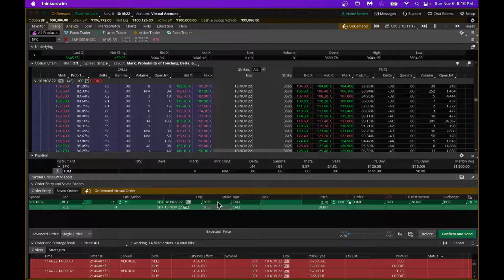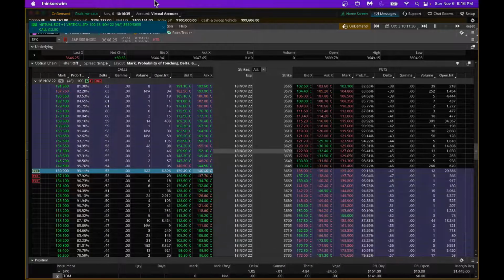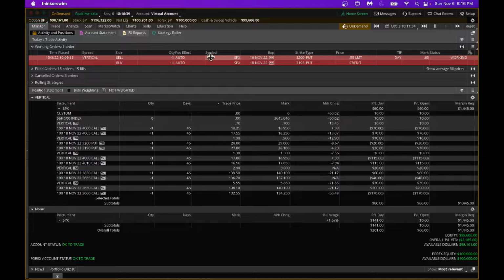Look, 3650 and 3655. I'm paying 270. The remaining portion of the $5 wide spread, which is 175, is my profit potential. I will confirm and send this here. This is for my directional play here. All right, let's go back and see what's going on.